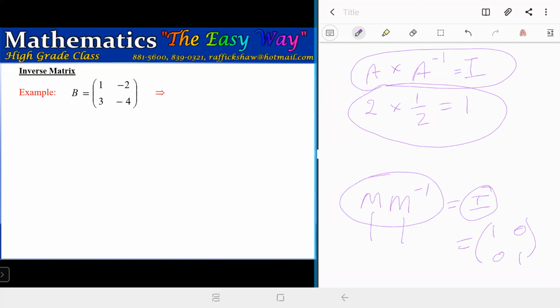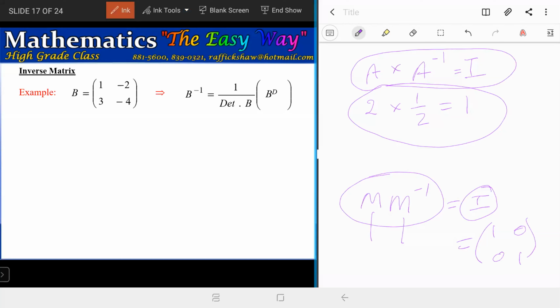All right, so let's look at an example with values now. So we're trying to find the inverse of that matrix B. So B is that matrix, 1, -2, 3, -4. And I'm trying to find the inverse of the matrix B. In other words, I'm trying to find B to the minus 1. Remember, the formula is 1 over the determinant multiplied by the adjoint. That is what the inverse matrix is equal to.